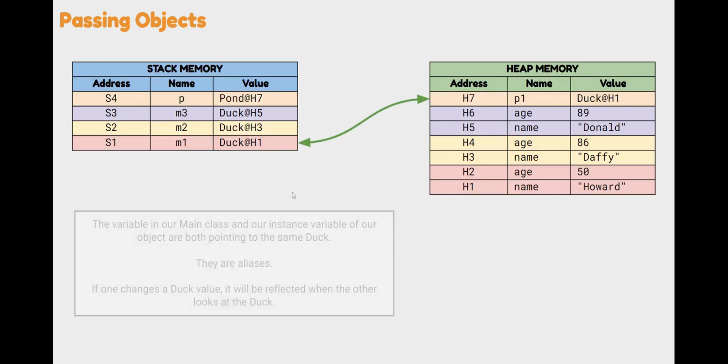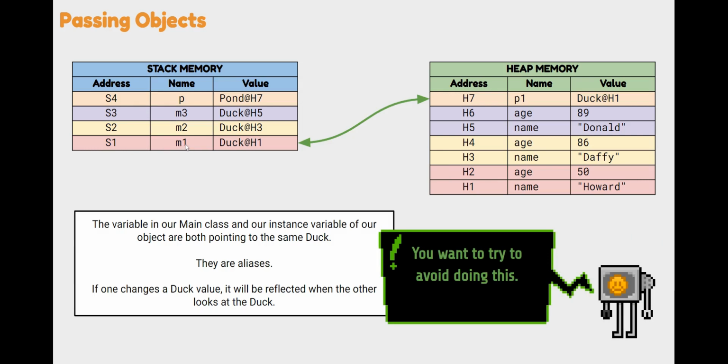When we look at our stack memory, M1 and P1, they both hold a reference to the same duck. So the one in our main class and the one in our pond class are both pointing to Howard, who is 50 years old. They are what we call aliases. If somebody changes the duck value in the main class, if anyone changes M1, it will be reflected when we look at it in the pond for P1. And same thing, if we change it in the pond, it will be changed in the main.